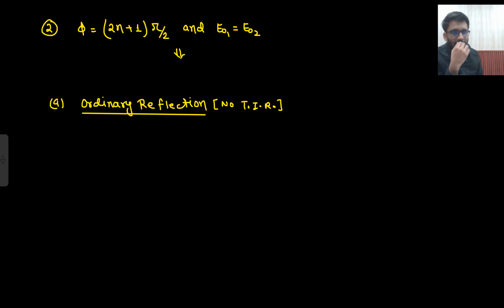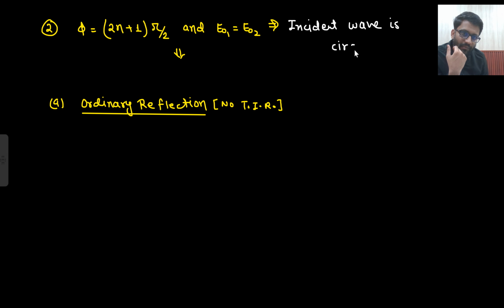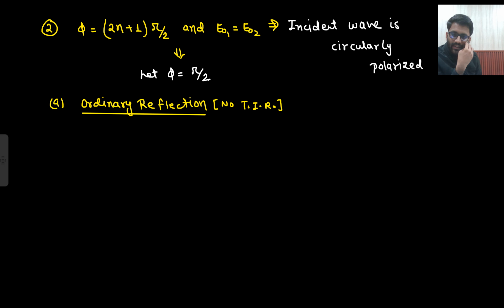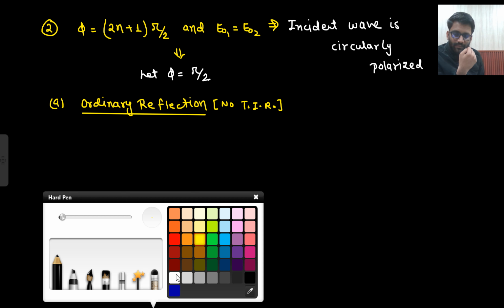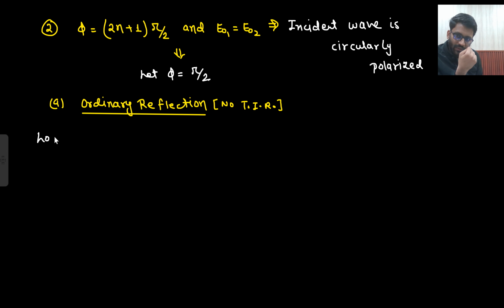Now your phase difference is an odd multiple of pi by 2, and also E naught 1 is equal to E naught 2. That means the incident wave is circularly polarized, right? And we will assume, let phi be pi by 2. So ordinary reflection, considering the lossless case.